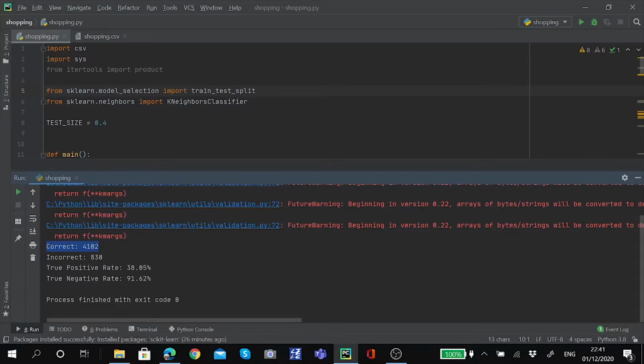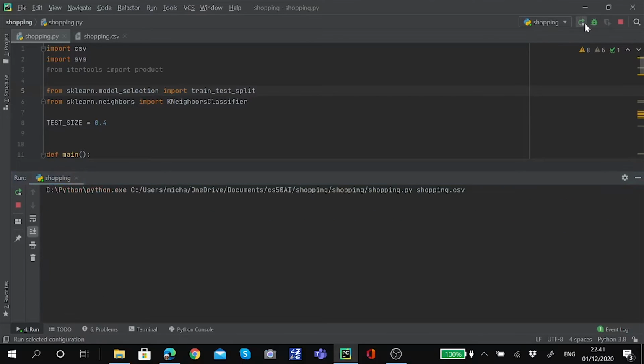4,102 was how many times we correctly guessed whether or not someone has bought something, and incorrect 830 was how many times we incorrectly guessed whether or not someone has bought something. True positive rate is whether or not someone has actually bought something and we guessed it correctly. True negative rate is how many times someone has not bought anything and we guessed it correctly.